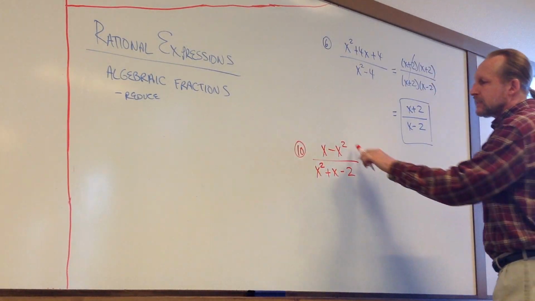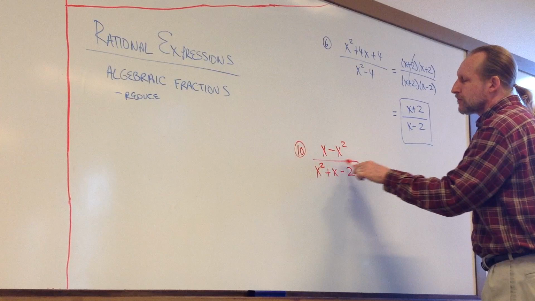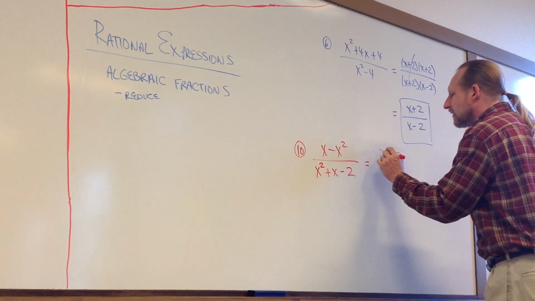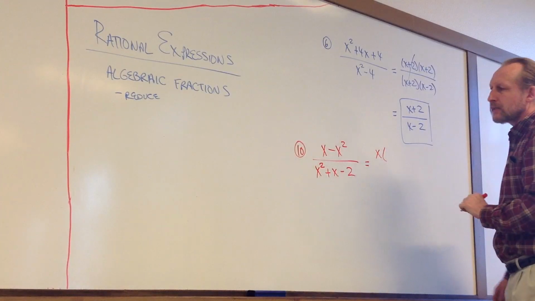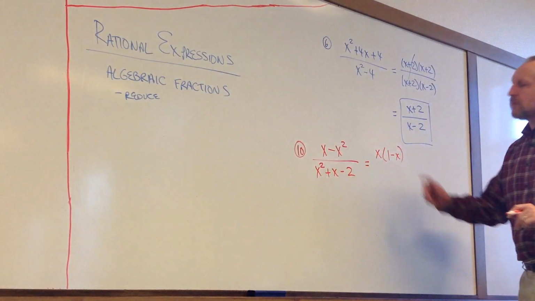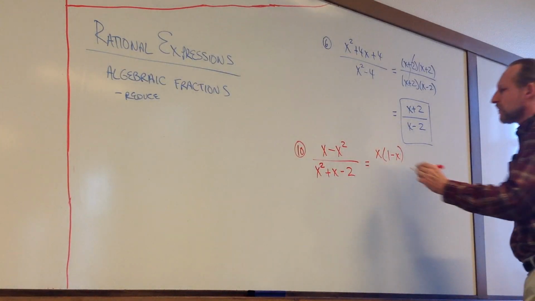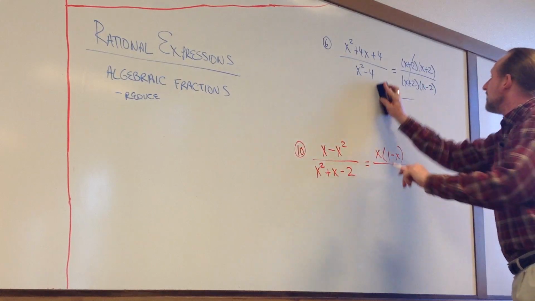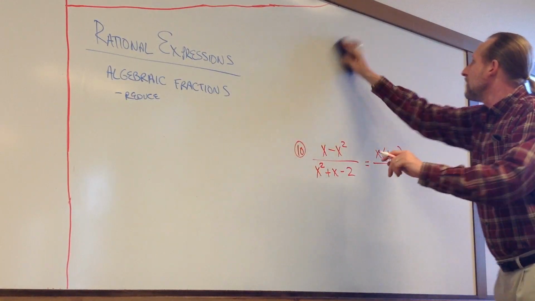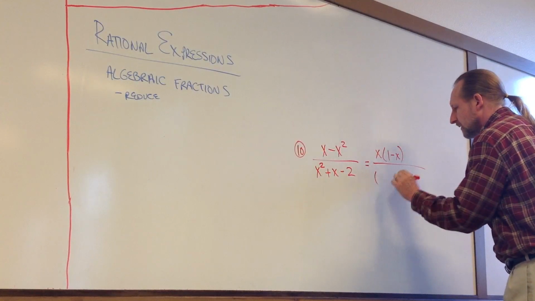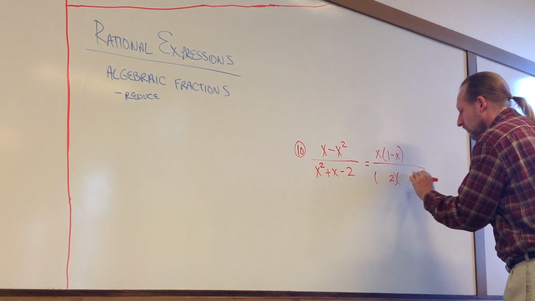All right, on top, notice there's only 2 terms here. That means it's not a trinomial. These 2 terms share a common factor of x. If you factor that x out, you'll be left with 1 minus x in parentheses. Okay. On the bottom is a trinomial, and we want factors of 2 that have a difference of 1. Well, that's easy. That's 2 times 1.